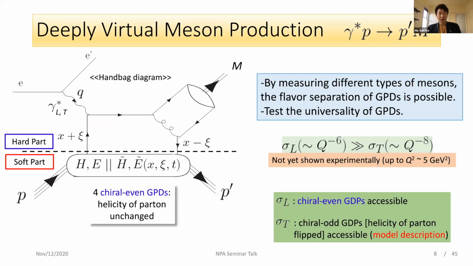I think I should mention that the easiest exclusive reaction we can think of is actually deeply virtual Compton scattering. Instead of a meson produced in the final state, for deeply virtual Compton scattering there's a real photon in the final state.